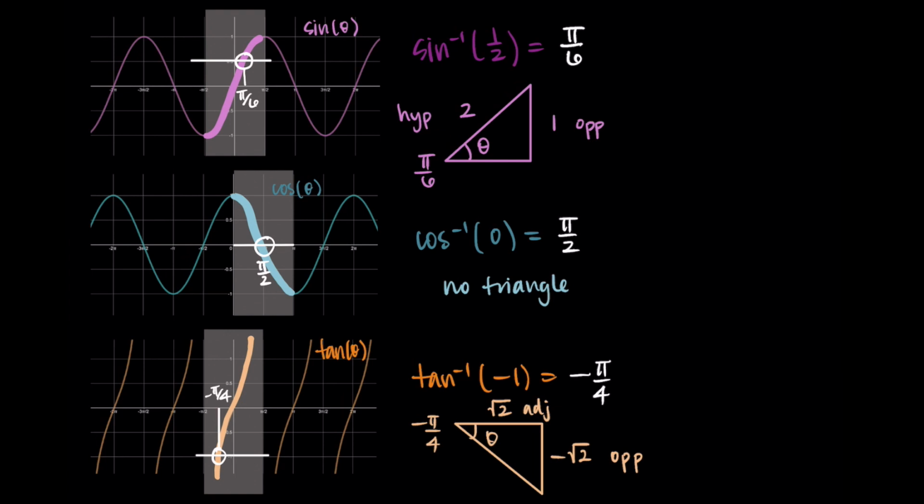So anytime you're asked to find an inverse trig function, at least with the special angles, you can imagine doing it either on the unit circle, with a reference triangle, or with the graph. So those are some basic examples of using inverse trig functions with special angles.